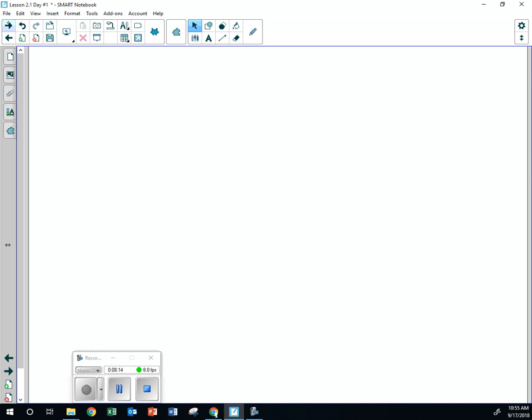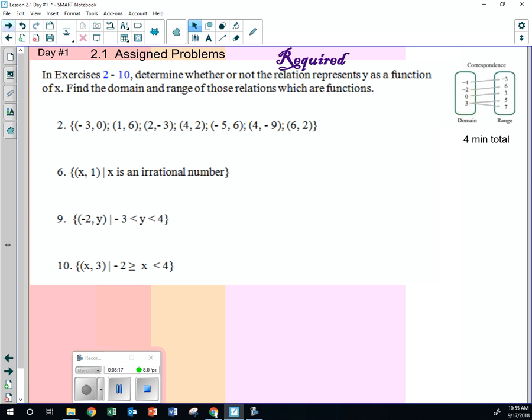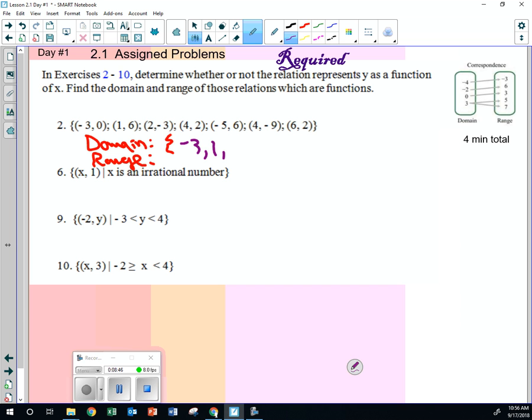For homework, you're going to analyze these problems and find whether they're functions or not. And then I'm going to ask you to do one other thing. Would you list the domain and the range? So like this one, let's just do it. What's the domain? What are the x values of this beast? Just list them off for me. Negative 3, 1, 2, 4, negative 5. We don't need to list the 4 again, and 6.